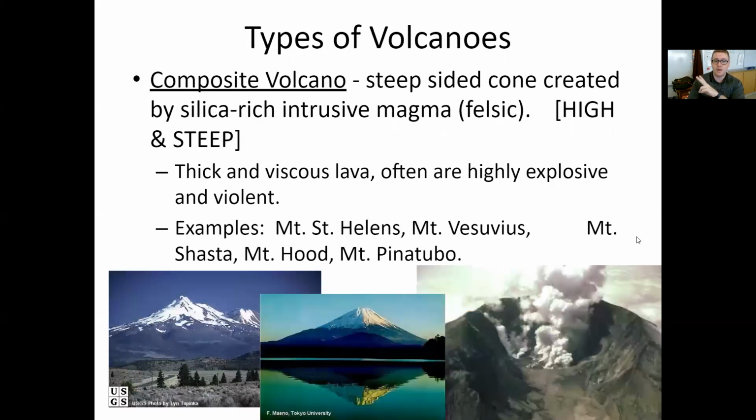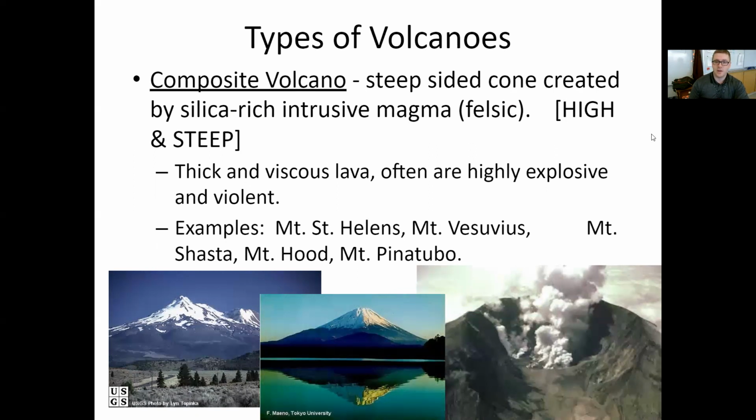The second one, these are our big fellas. These are the ones that are going to do a lot of damage if they go off. They are composite volcanoes. They're steep-sided, cone-shaped, and they're created by silica-rich, intrusive magma. So whereas our shield volcanoes are formed by lava outside, extrusive lava, our composite volcanoes are made from intrusive magma, sometimes referred to as felsic because of how much silica content comprises it.